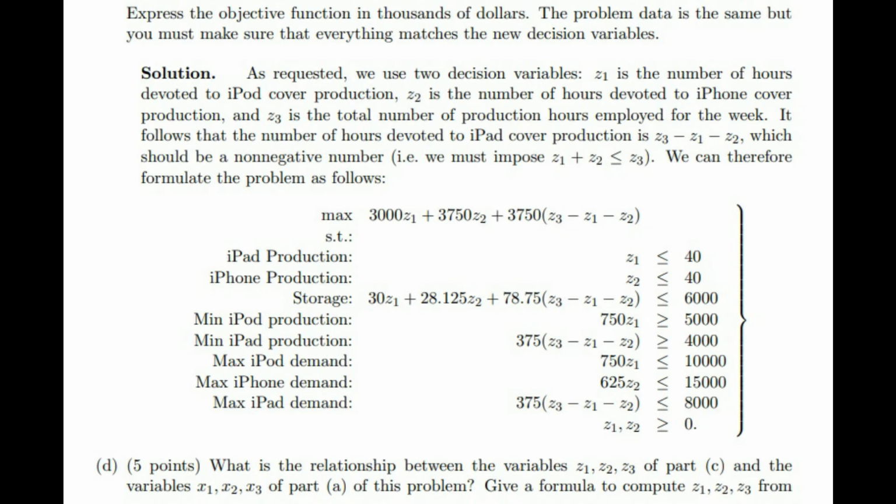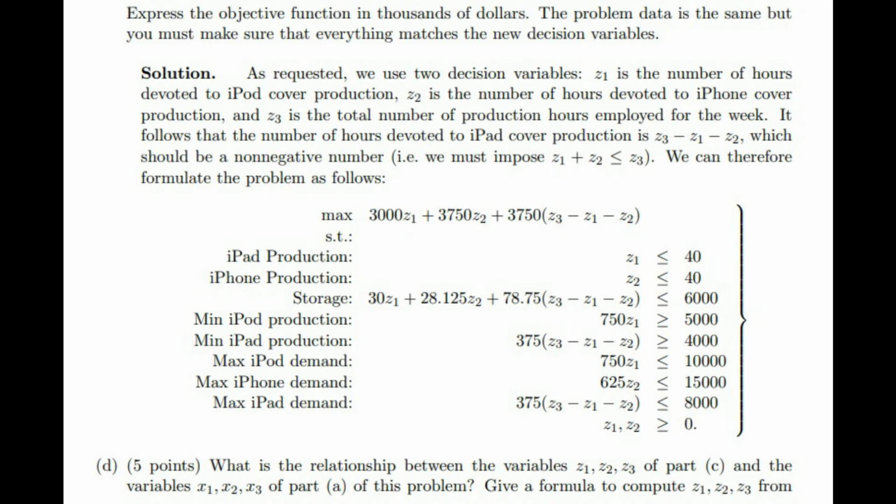The solution. As requested, we use 3 decision variables. Z1 is the number of hours devoted to iPod cover production, Z2 is the number of hours devoted to iPhone cover production, and Z3 is the total number of production hours employed for the week. It follows that the number of hours devoted to iPad cover production is Z3 minus Z1 minus Z2, which should be a non-negative number. That is, we must impose Z1 plus Z2 is less than or equal to Z3. We can therefore formulate the problem as follows.